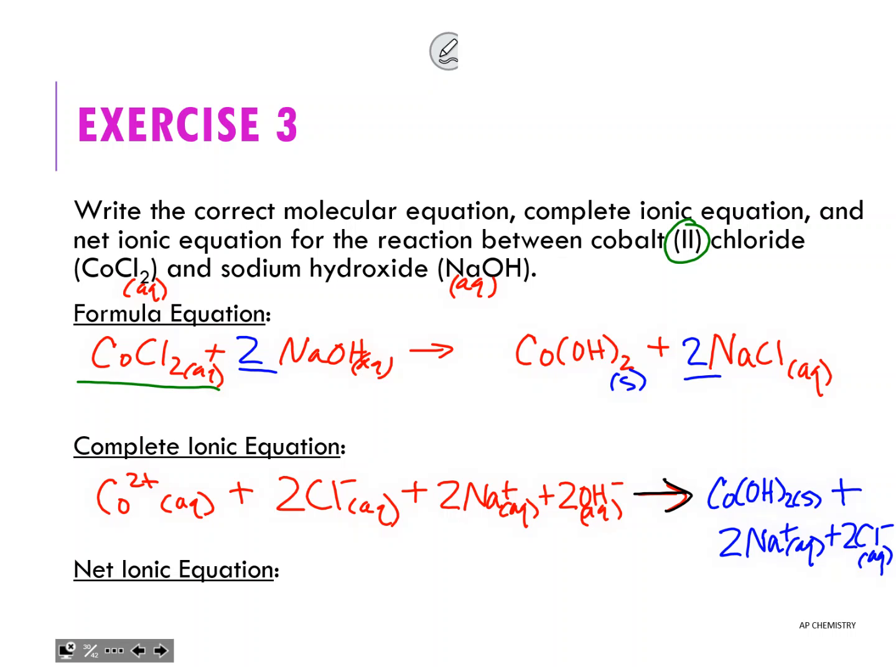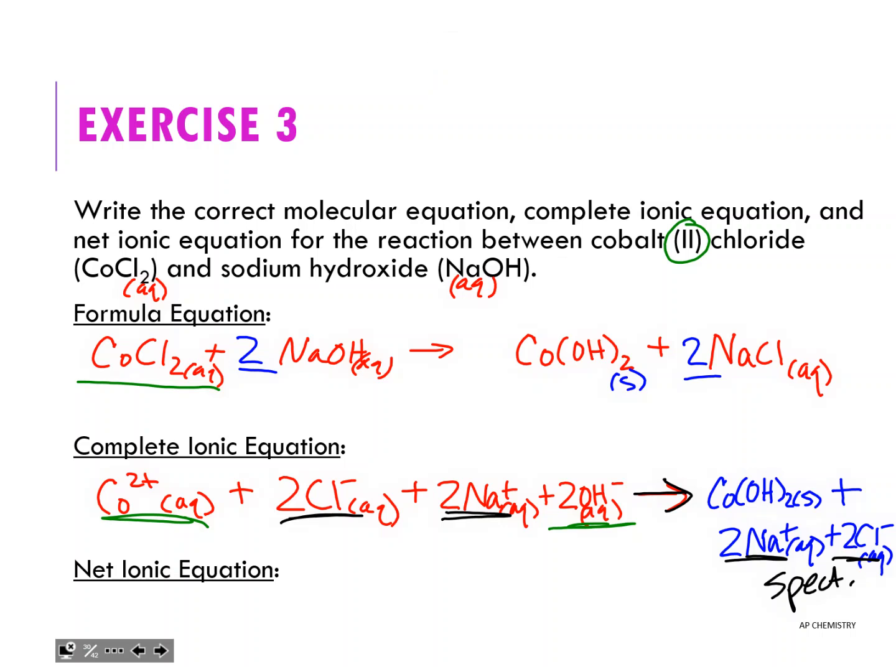Now we look. Which ones are reacting? Which ones are spectators? The cobalt hydroxide is reacting. So the cobalt and the hydroxide are reacting. That means the chlorides and the sodiums, these ones are your spectators. So the spectators, we don't write the spectators in the net ionic. We only include what's actually forming a bond.